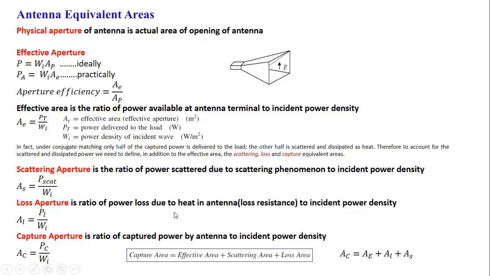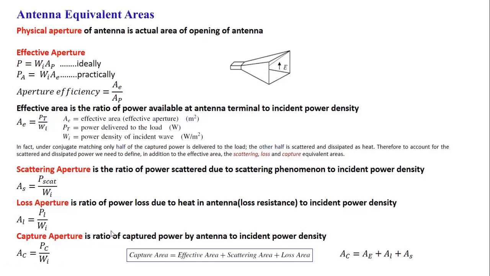Similarly, due to the loss resistance, that is the dielectric losses and the conduction losses, they appear because of the heat in the antenna. So they result in the loss aperture. Loss aperture is the ratio of power loss due to the heat in the antenna to the incident power density, and it is denoted as AL equal to power lost divided by the incident power density, PL upon WI.